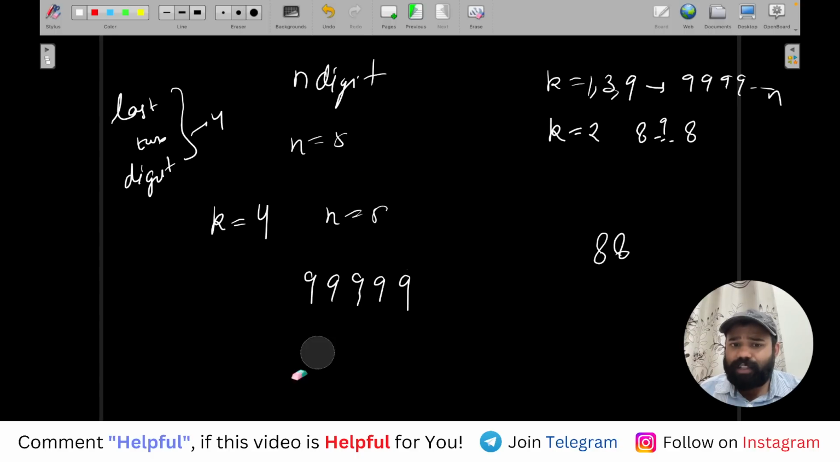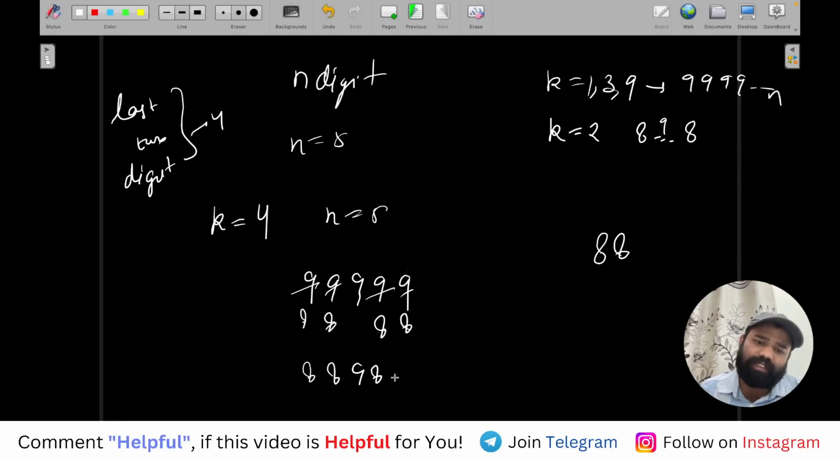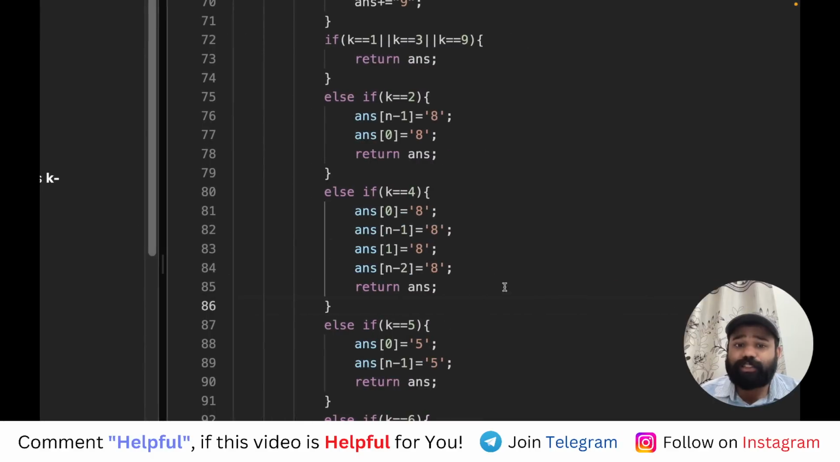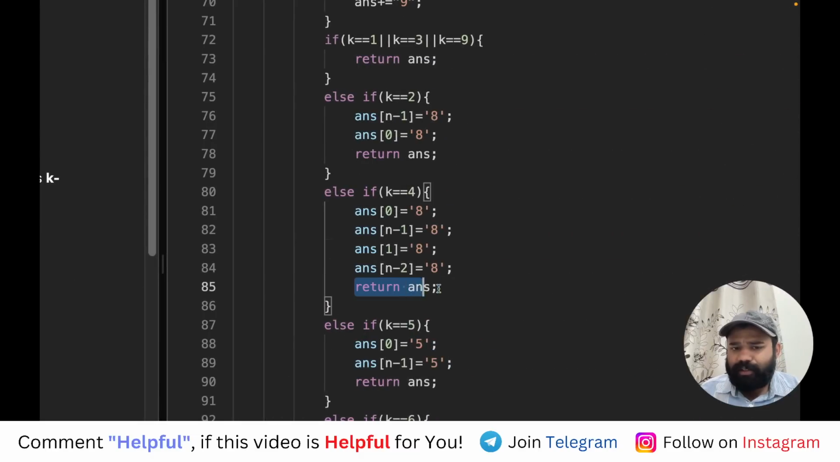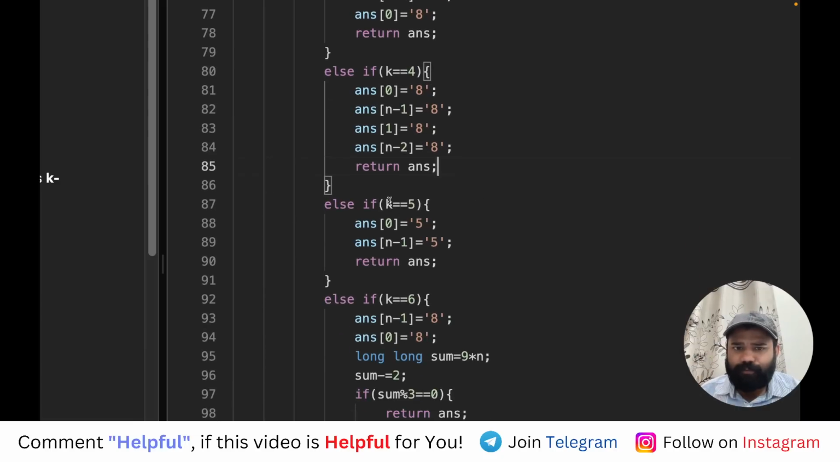If you make the last two digits 88, then the first two will also become 88, and this is the number that will be the answer. So basically, whenever k is 4, you have to make the last two digits, at positions n minus 1 and n minus 2, and the first two digits, at positions 0 and 1, equal to 8. आपको अपनी last two and first two digit 8 करनी पड़ेंगी, and that will be the answer. Okay, I've written it. That's it. Now let's check for k is equal to 5.